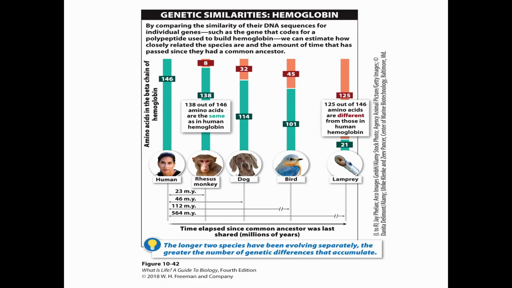And with the lamprey, 564 million years. So basically what we're saying is that change is slow for the most part from one species to the next. And we're not saying we came from an already existing species. We're saying that these are the number of changes that have added up since we had a common ancestor.